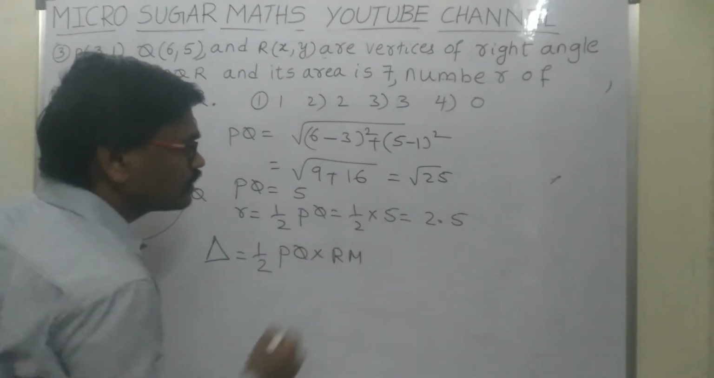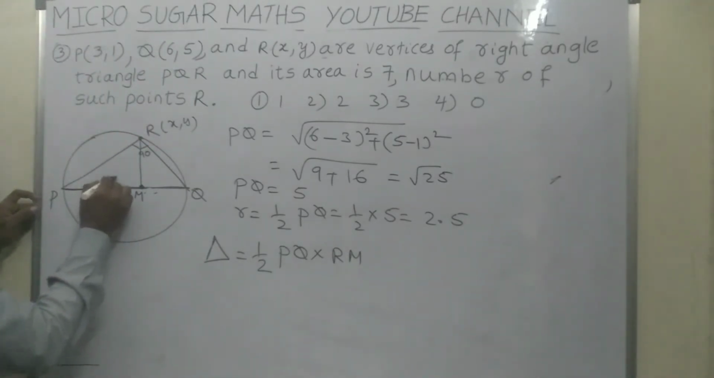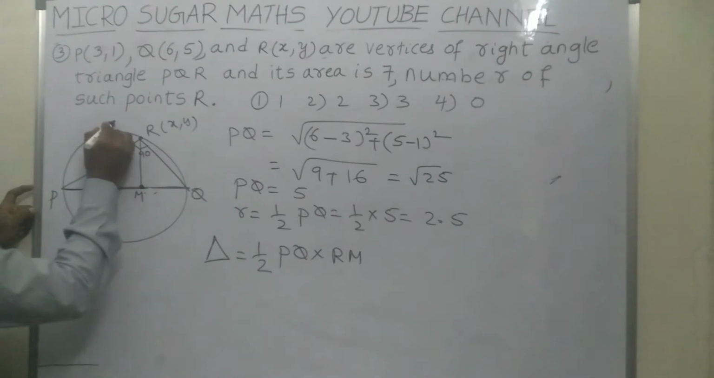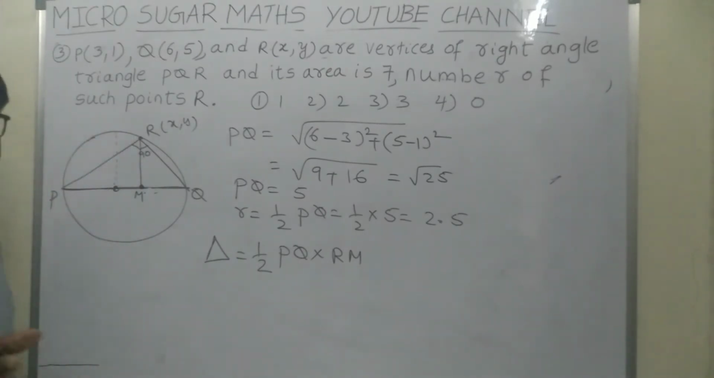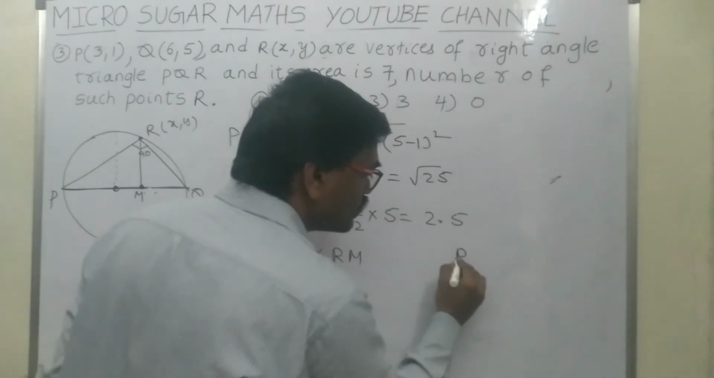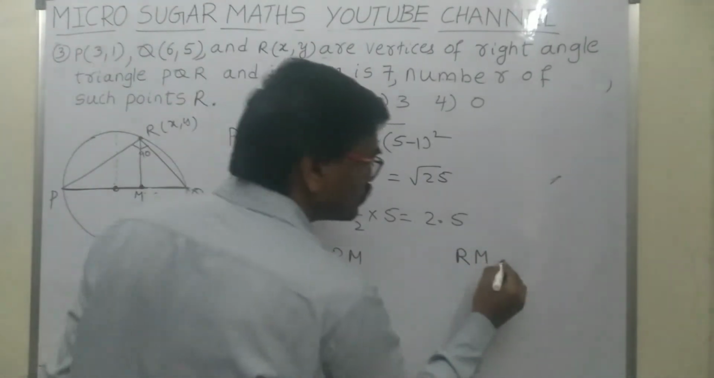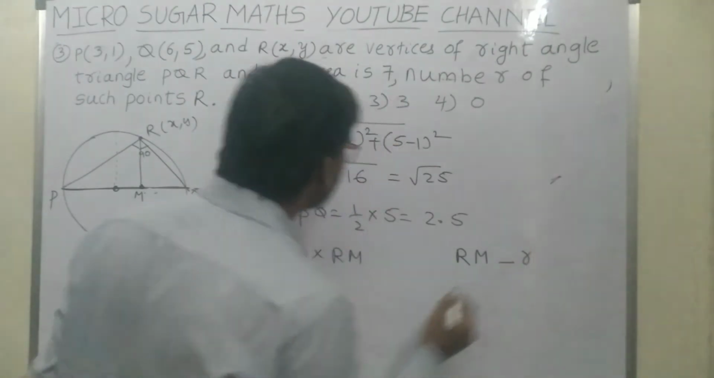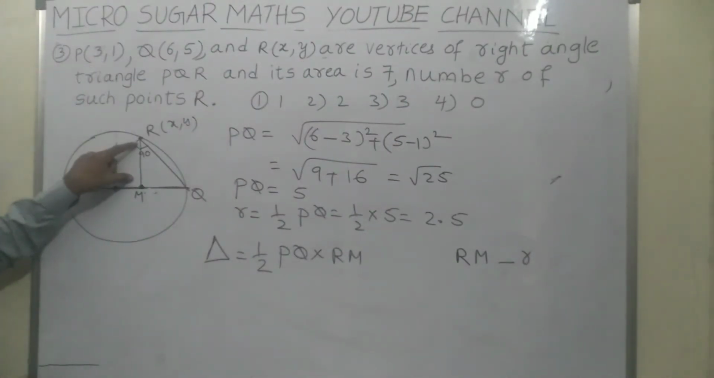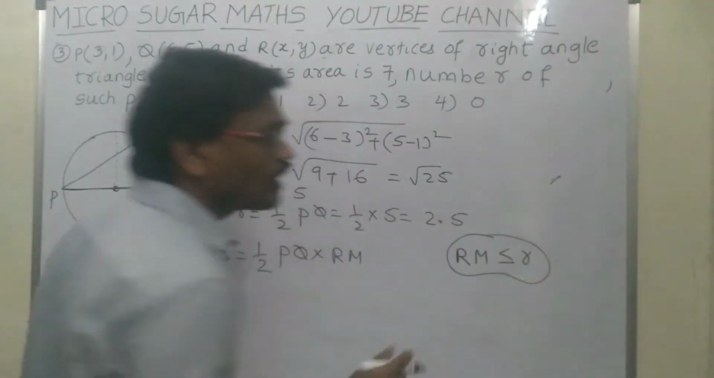Now students, what is the maximum value of RM? The maximum value of RM is the radius. RM is equal to the radius at maximum, and less than the radius otherwise. That is the condition of your RM.